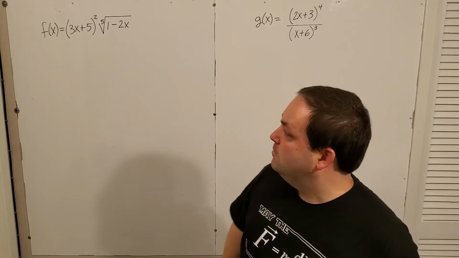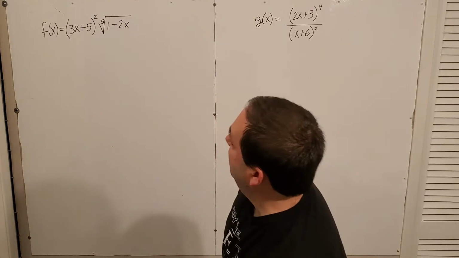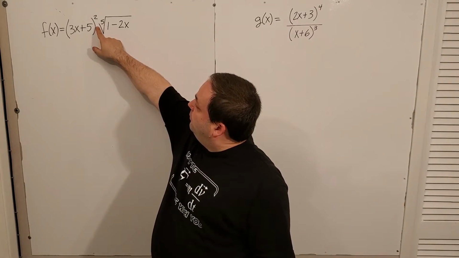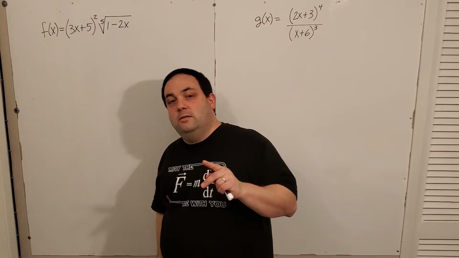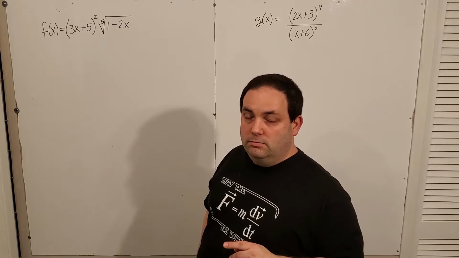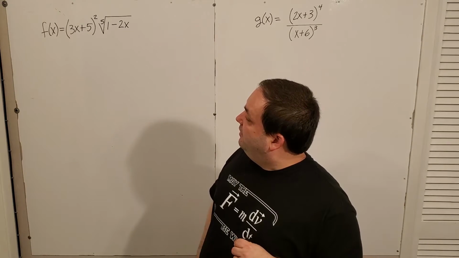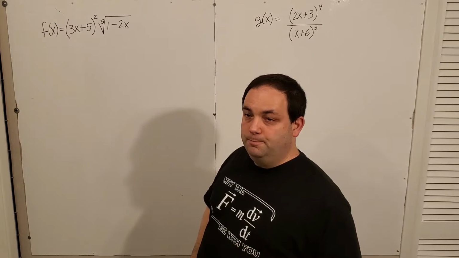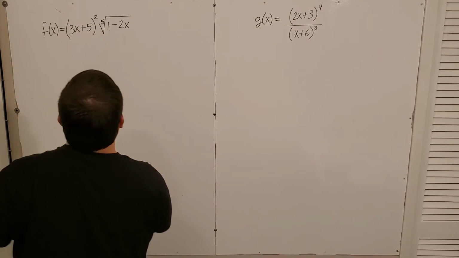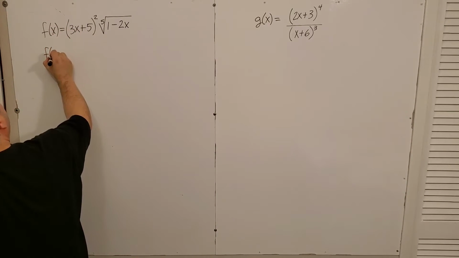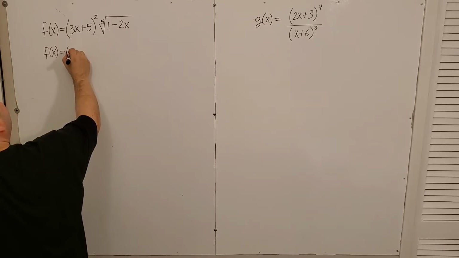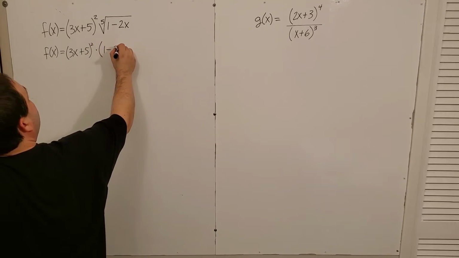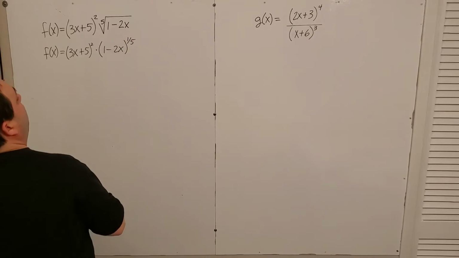Okay? All right, so on this guy right here, I notice that I've got a product, because I have my multiplication right here. But I also notice that I've got a radical in there. So as we were just talking about, if I've got a radical, I'm not going to do any derivatives until I convert that into a fraction power. So let's do that. First things first, my original function f is going to be 3x plus 5 squared times 1 minus 2x to the 1/5 power. Okay?